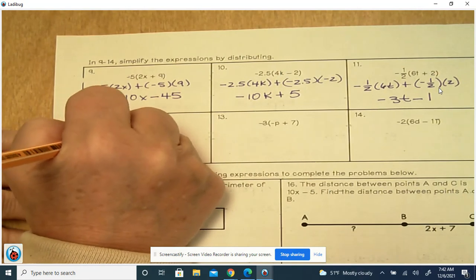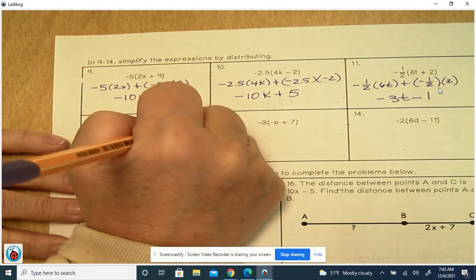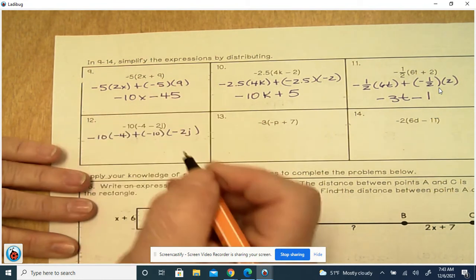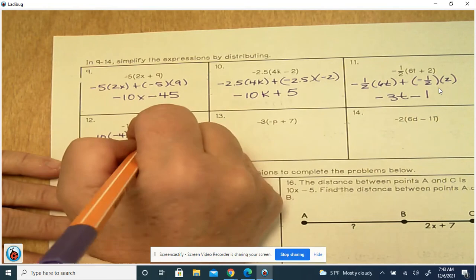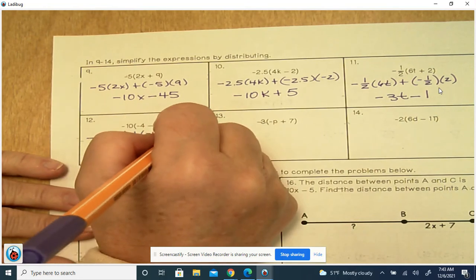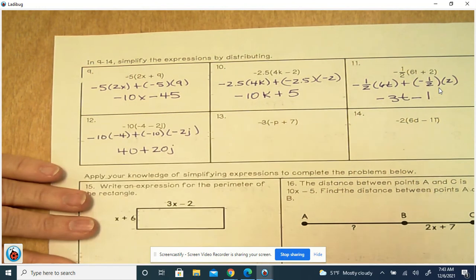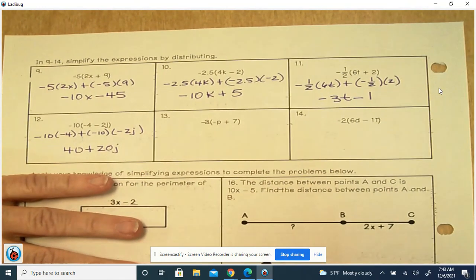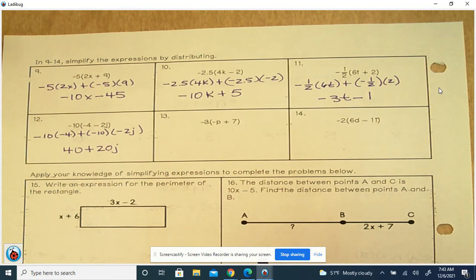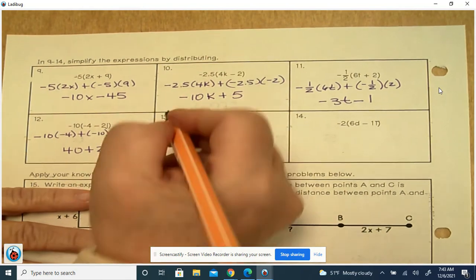A negative 10 times a negative 4 plus a negative 10 times a negative 2j. A negative 10 times a negative 4 is 40, and a negative 10 times a negative 2j is plus 20j. You have got to know your times tables and how to use the things we've showed you how to do, multiplying, dividing negatives.